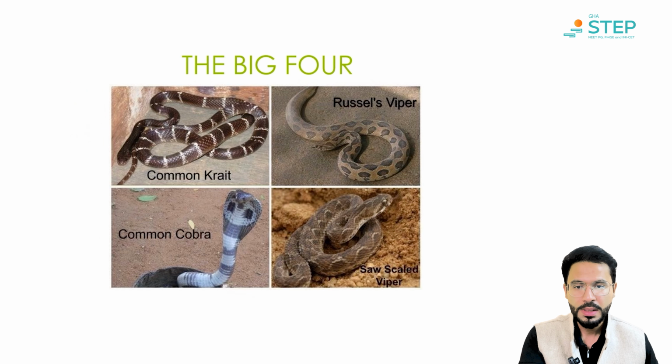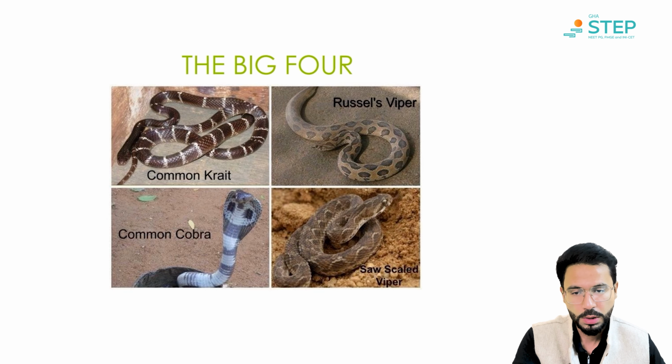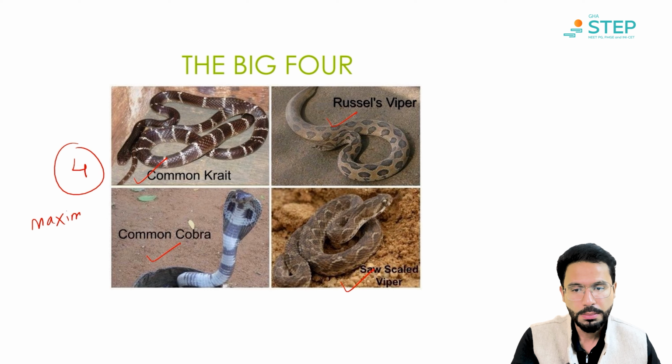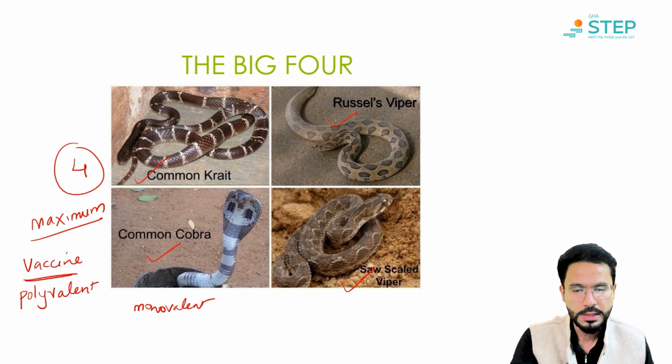Remember, the next slide shows you the 4 big snakes. What you should remember are common krait, Russell's viper, common cobra, and saw-scaled viper. Why do we need to remember these 4 snakes? Because these have the maximum snake bite cases in India. And because of the vaccine that is available, which is a polyvalent vaccine. It is not a monovalent vaccine these days. Poly means that it will cover all these 4 snakes together.